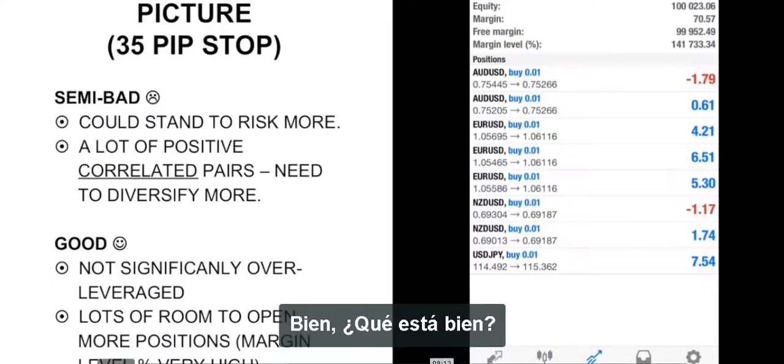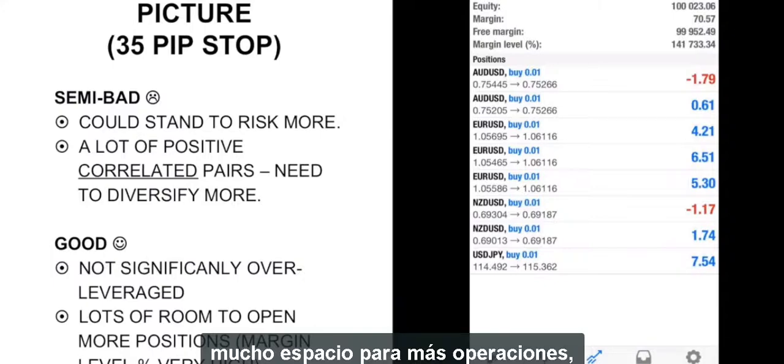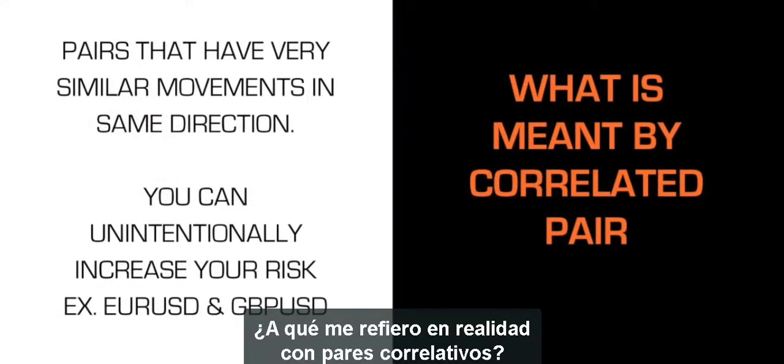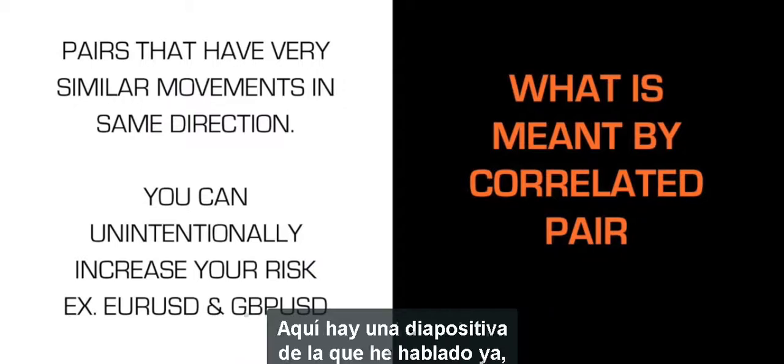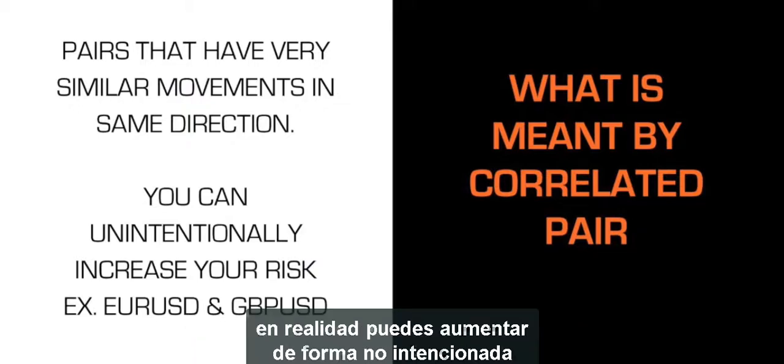Alright. Good. What's good? Not significantly over leveraged. Lots of room to open up more trades. Very high margin level percent. Now, what do I actually mean by correlated pairs? Here's a slide. I kind of talked about it already. But they are pairs that have very similar movements in the same direction. Alright? If you are not intentional about this, you can actually unintentionally increase your risk.